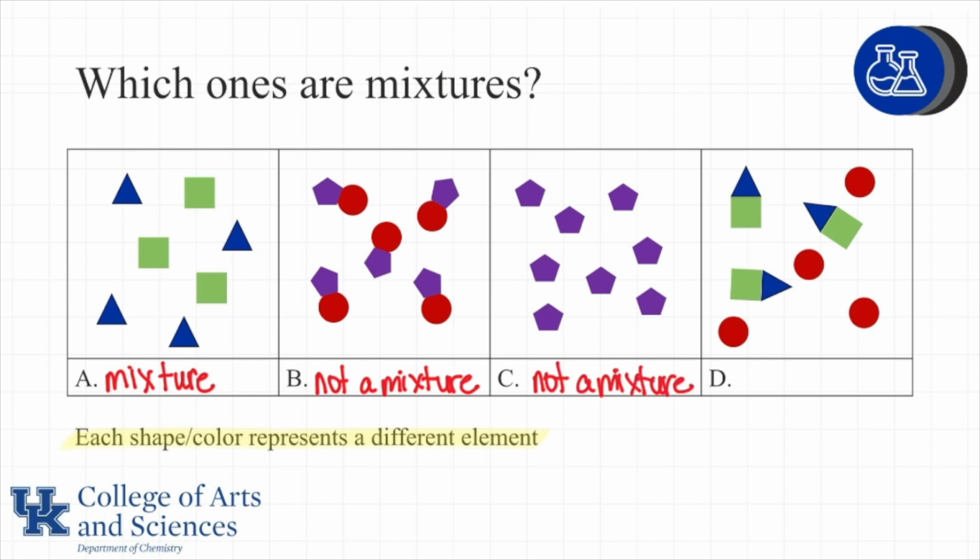In D, we see we have two different substances. We have the triangle and square combination as well as the red circles. So we have two different substances combined together. They're not chemically reacting, and therefore we do have a mixture. Note that we can have any possible combinations of elements and compounds for a mixture. We can have two elements, two compounds, or one of each.